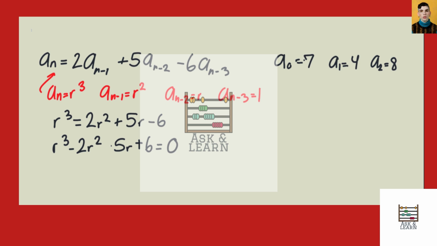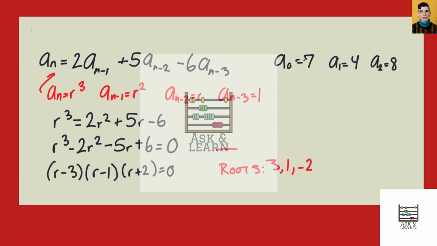And then we will factor. So factoring this, what we end up with is r minus 3 times r minus 1 times r plus 2 is equal to 0. So this gives us roots of 3, 1, and negative 2.